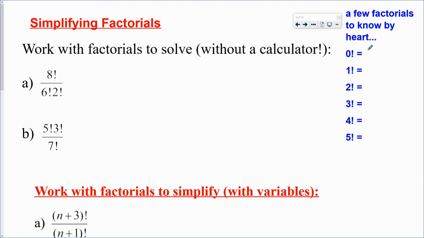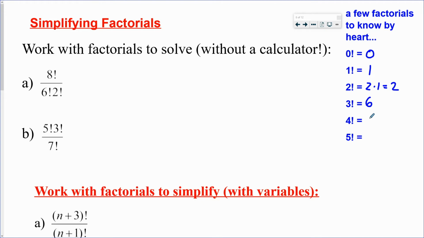Now, 0 factorial is actually 1, and there is a reason for that, but we're not going to go over it. 1 factorial is 1, right? Because it's just 1 times nothing, I guess, so it's just 1. And then 2 factorial, that would be 2 times 1, so that's 2. So remember, 0 factorial is 1, 1 factorial is 1, 2 factorial is 2. Once you get to 3 factorial, you've got 3 times 2 times 1, so that's 6.